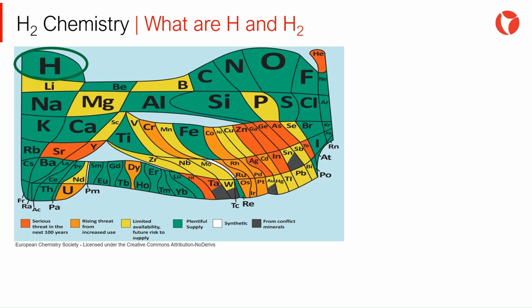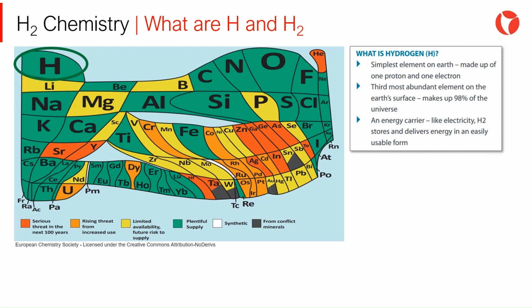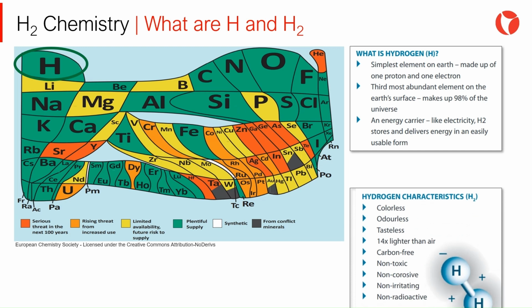The periodic table shows the chemical elements according to their abundance and availability on our planet. Hydrogen is the most simple element that exists, composed only of a proton and an electron. It is the most abundant in the universe and the third most abundant on our planet.